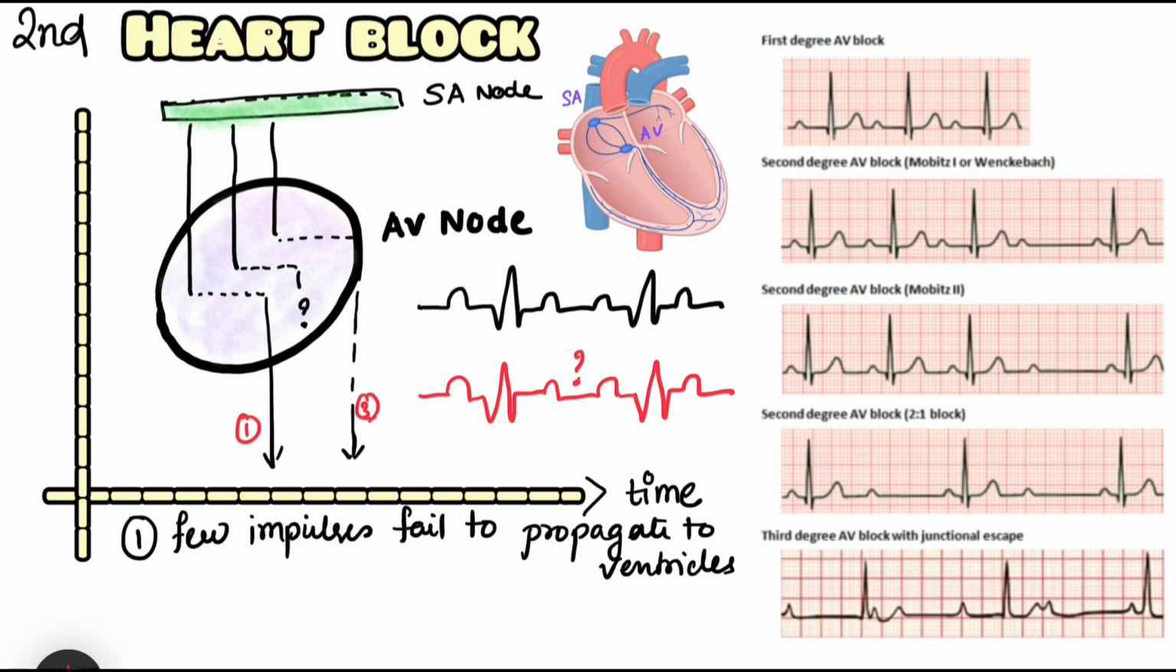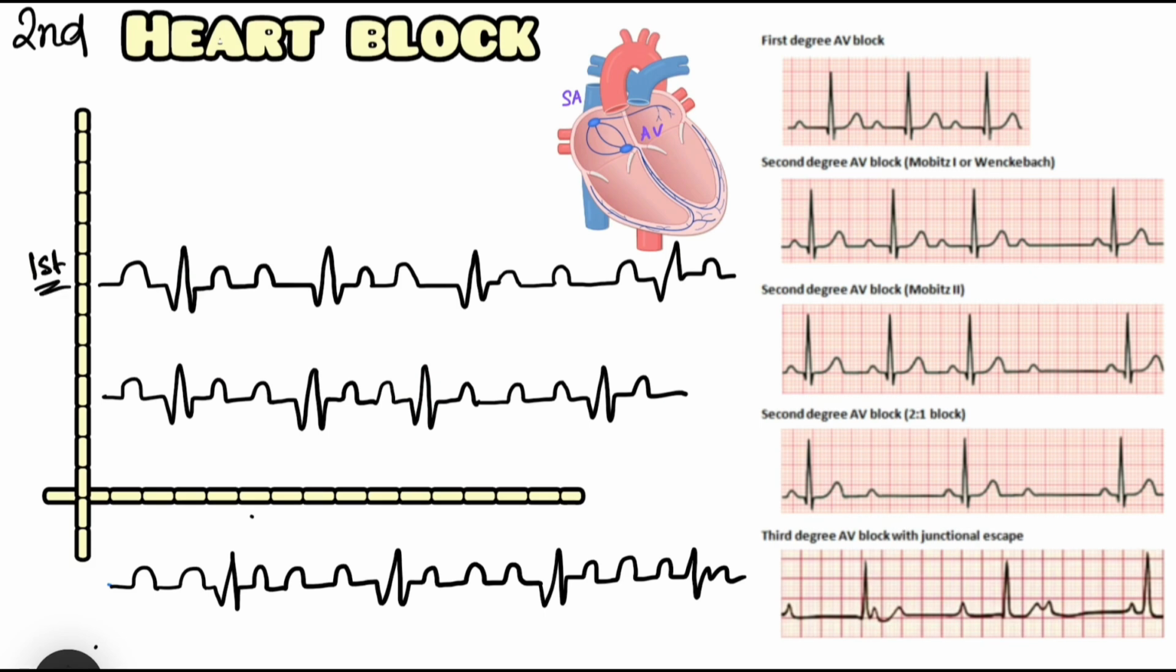Right? Now, how does second degree heart block precipitate? In a scenario of first degree heart block, if you increase the dose of the AV blocker that you're giving, a first degree heart block will get converted into a second degree heart block. Now, second degree heart block can be of different types.